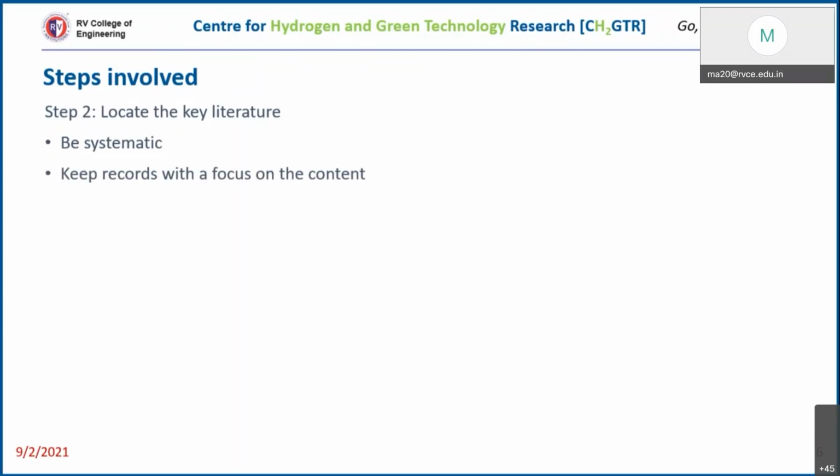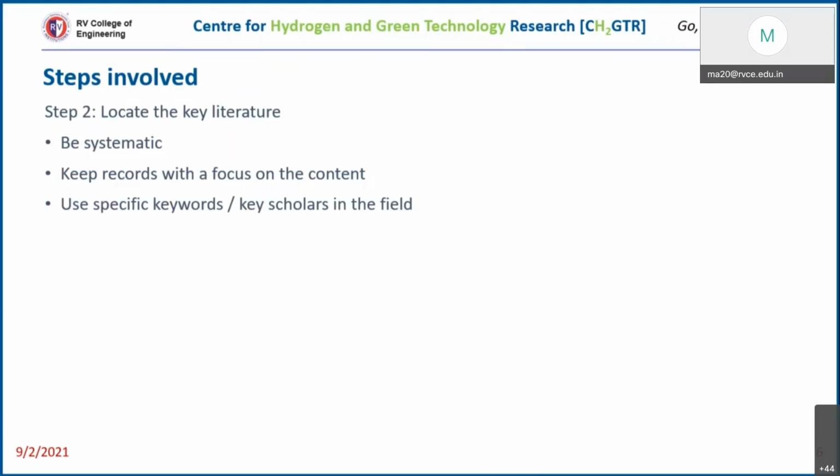So keep records with a focus on the content. When you start finding information on a topic, there are possibilities of getting deviated from the topic. So you should always look back and cross check whether you are still on the right path or not. In the process of getting new information and understanding, you tend to get lost. That should not happen. So deviation should be avoided, and you should always focus on the content of interest.